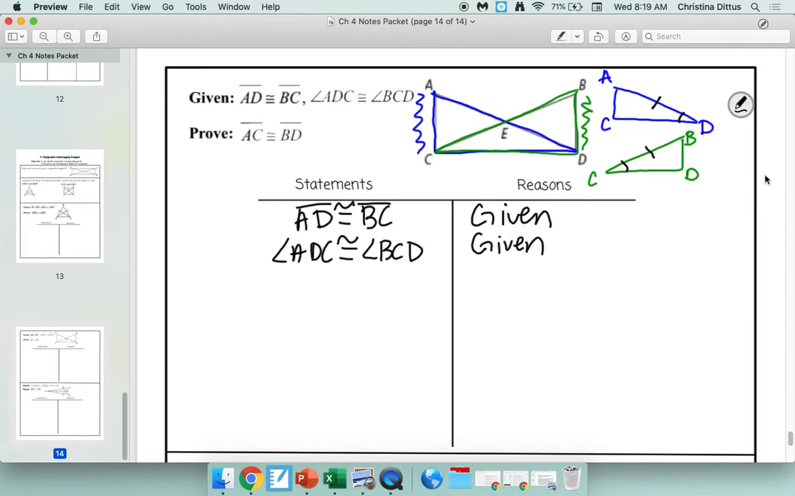What else? I'm out of my given, right? Yeah. So I gotta look at my picture. Another overlapping triangle, so they have to share something. CD. They share this line, CD. And then what should I write? You gotta put reflexive. Reflexive, good. And then mark it on your picture.